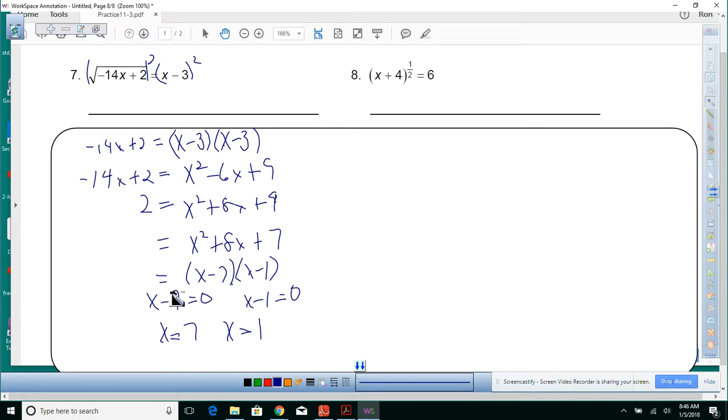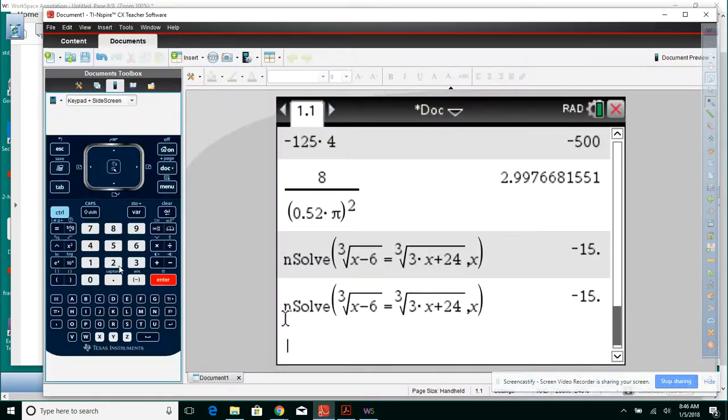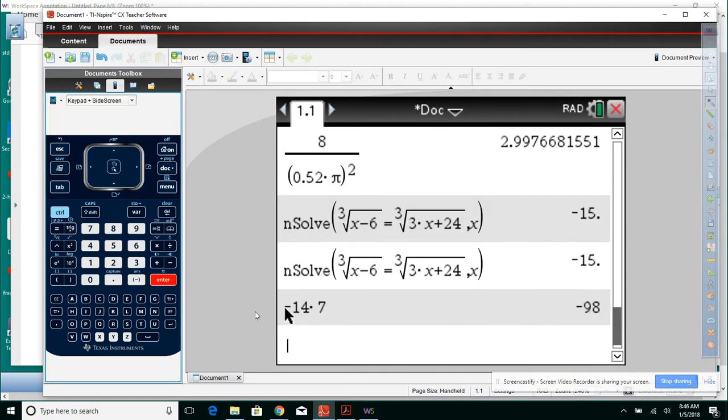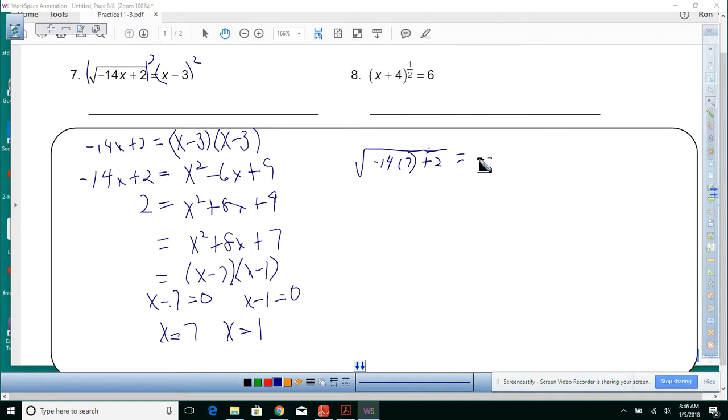The square root of negative 14 times 7 plus 2. Negative 14 times 7 equals negative 98. So it's the square root of negative 98 plus 2, which is the square root of negative 96. No solution. Does not work.